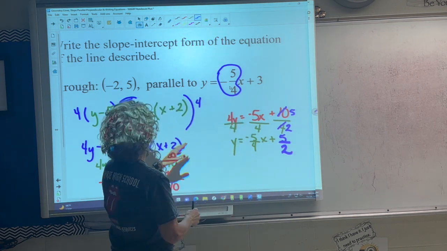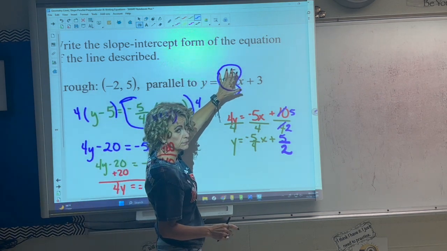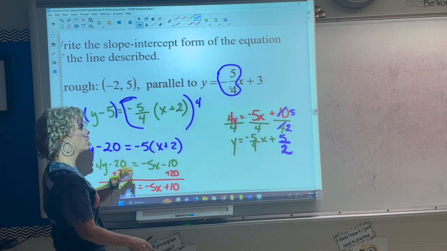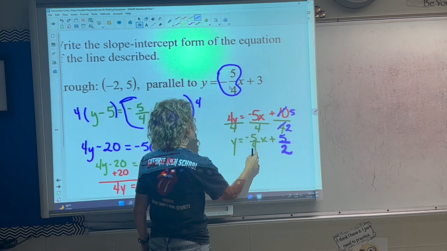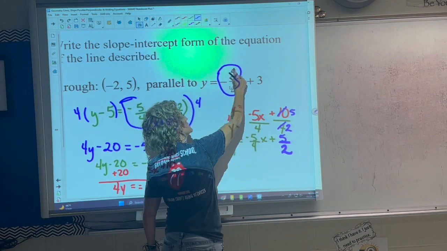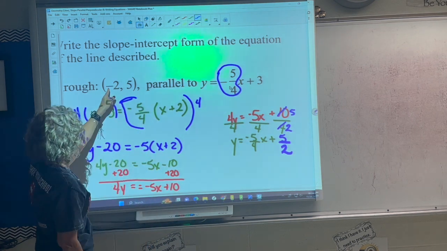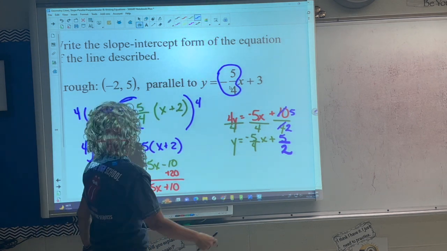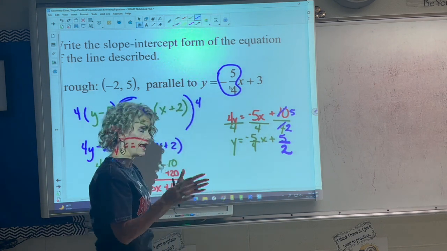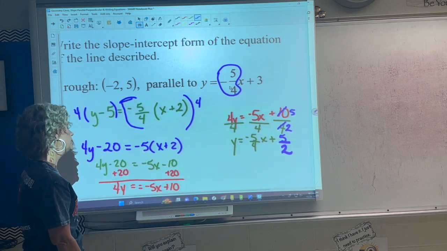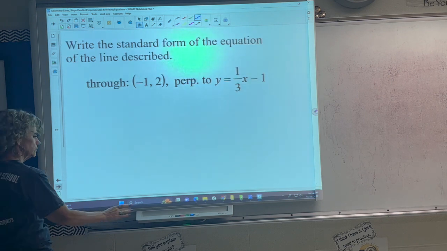So I have written the equation of the line that is parallel to this one, and it does contain this point. I've got fractions, but I don't care. My slope is a negative 5/4. And if you want to make sure that you're right, take this point, negative 2 and 5, plug in 5 here, negative 2 there, and see if you don't get a true statement, okay? You can always check your work that way.